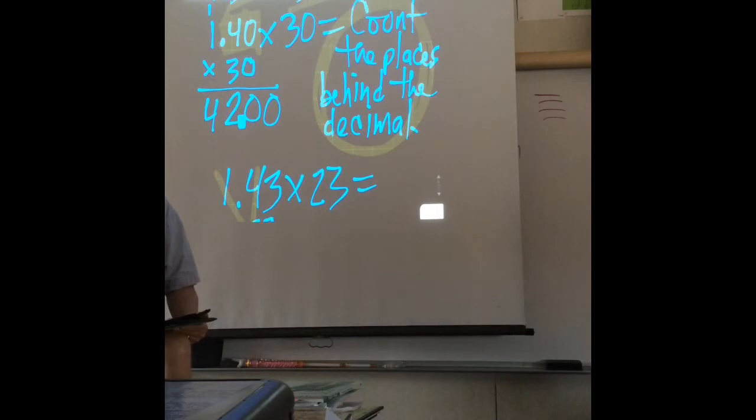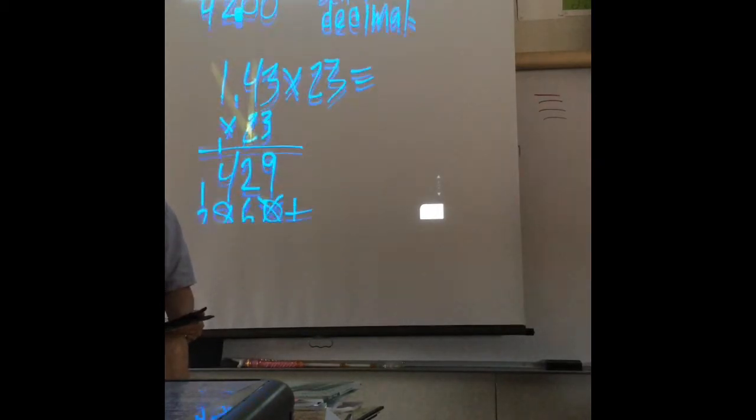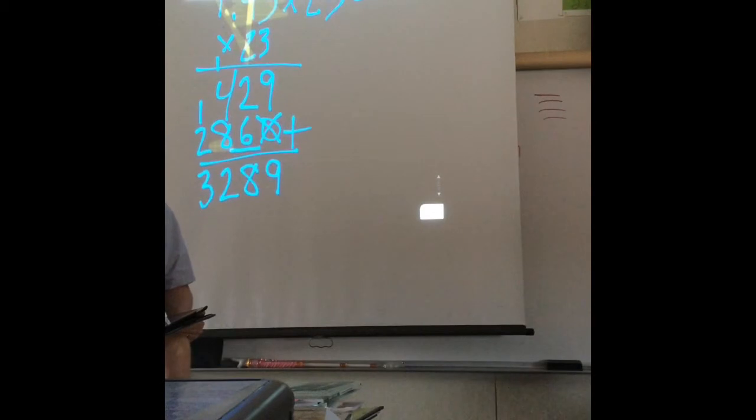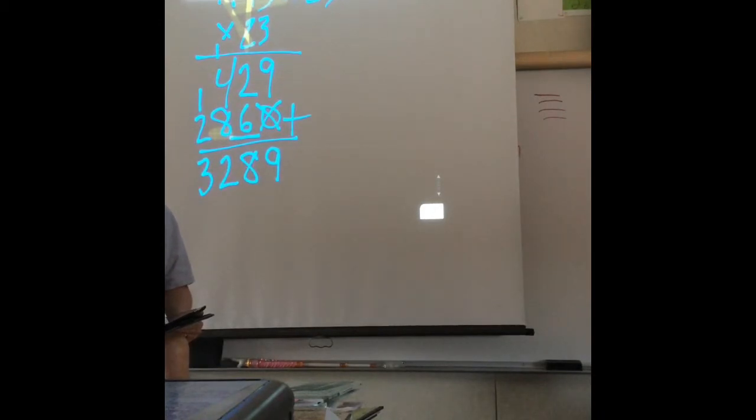Count the places behind the decimal. So I'm going to do that. How many places do I have behind the decimal? I have 2. These 2 right here, right? So now I'm just going to move that over. 1, 2, and I have 32.89.